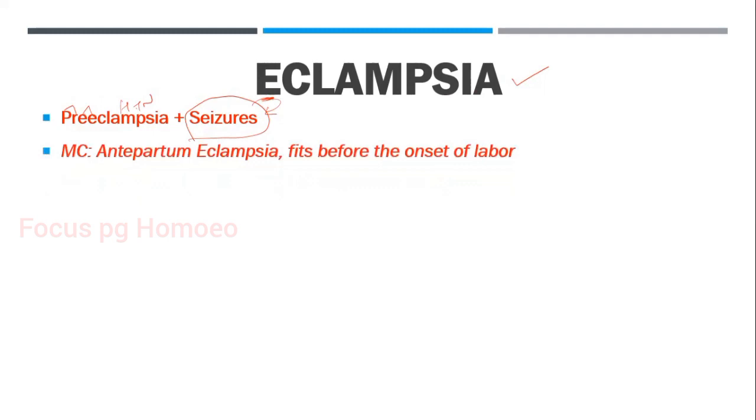So the most common is antepartum eclampsia, which is fits before the onset of labor. So usually in an eclampsia case, when does the seizure occur? It occurs before the onset of labor.